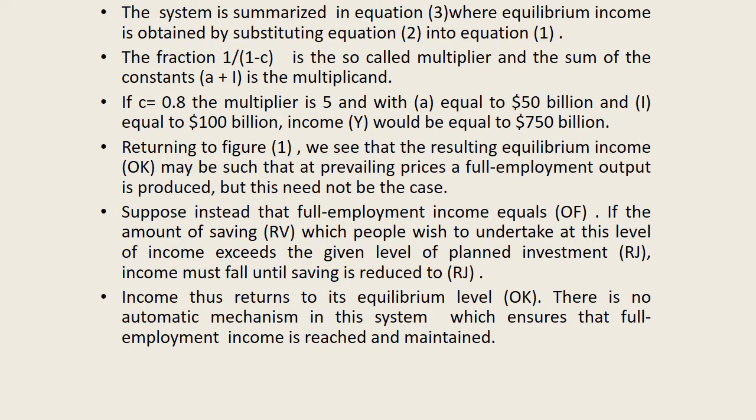For clarification, we examine this example. If c is 0.8, the multiplier is 5, because the multiplier equals 1 over 1 minus 0.8, which is 1 over 0.2, equals 5. With a equal to $50 billion and I equal to $100 billion, income would be equal to $750 billion. When I substitute a as 50 and I as 100, and I already have the multiplier as 5, the result is that income equals $750 billion.